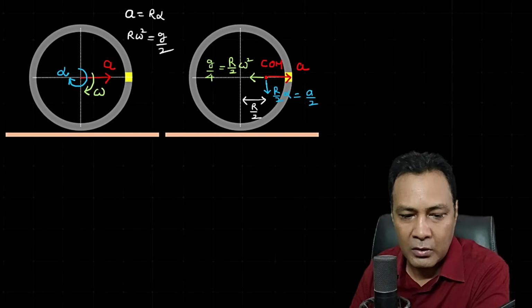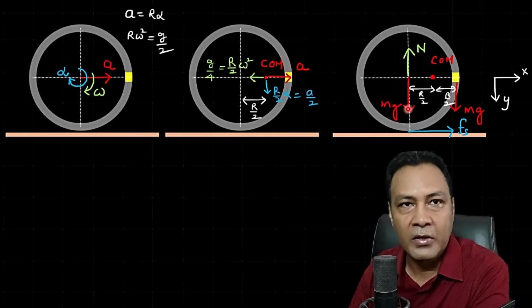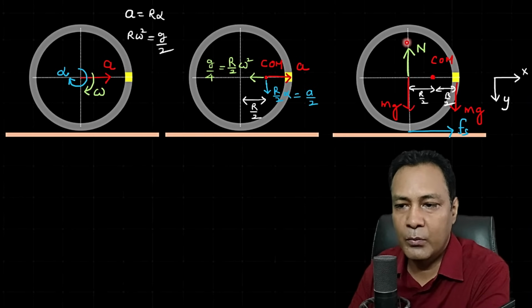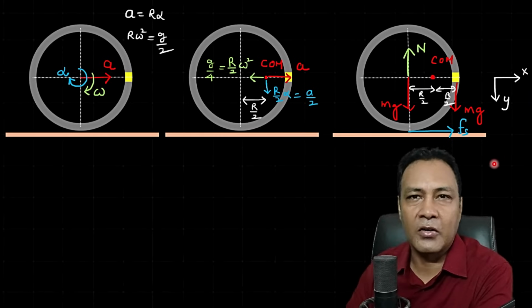And now we want to draw the FBD. In the FBD, obviously the weight of the ring would be there, normal reaction would be there, the weight of that rigidly attached body would be there, and friction would be there. This is my x direction, this is my y direction.